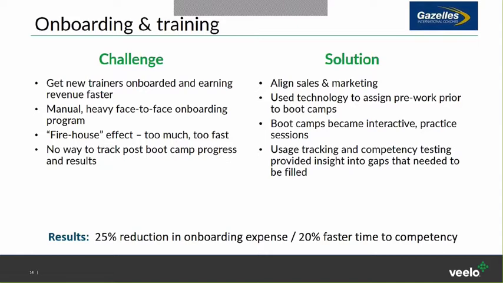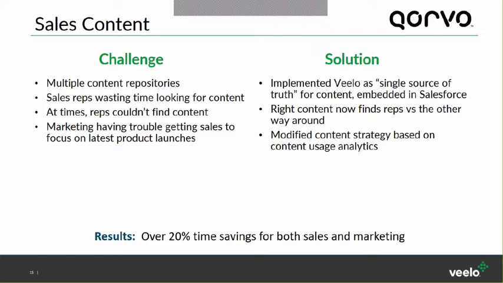So the results here, by formalizing this and using technology, they reduced onboarding expenses by 25%, and they got their new trainers up to competency and out in the field in front of a customer, earning revenue 20% faster than before.